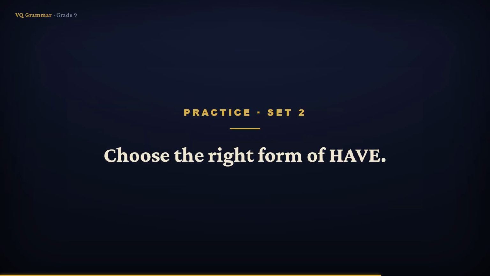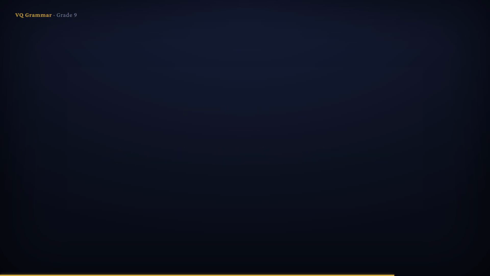In this second set, each sentence is missing its helping verb. Read the clues about time, then choose the form of have that fits. Has or have, had or will have. Pause and try each before I answer.